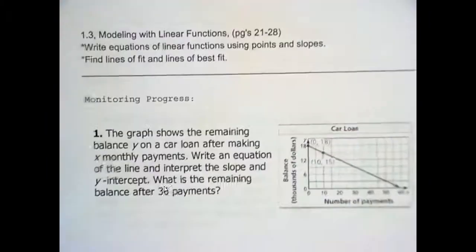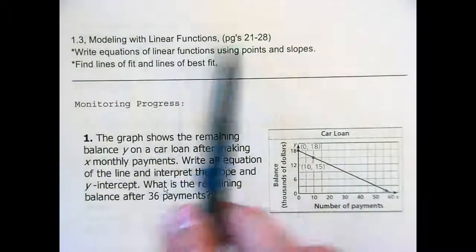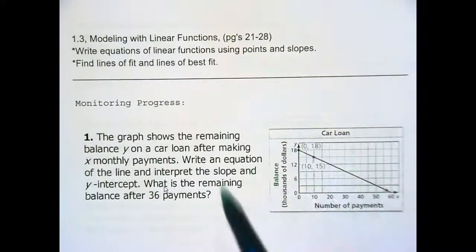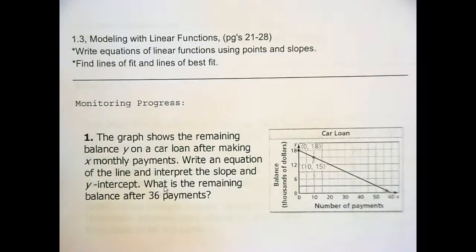This is the monitoring progress. Remember, here's your title. We're in 1.3. Here are our learning goals. I want you to try monitoring progress number 1. This is not in your student journal, remember. Those note pages right there. All right. You get about 2 minutes to work on that. Give it a go. You work with your groupies.